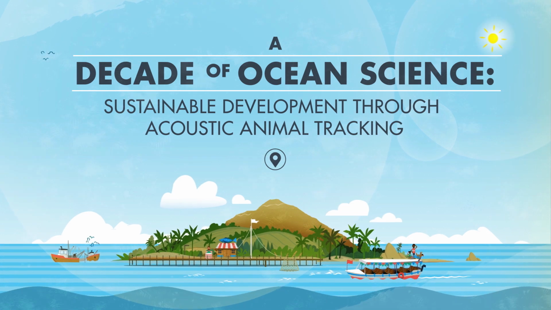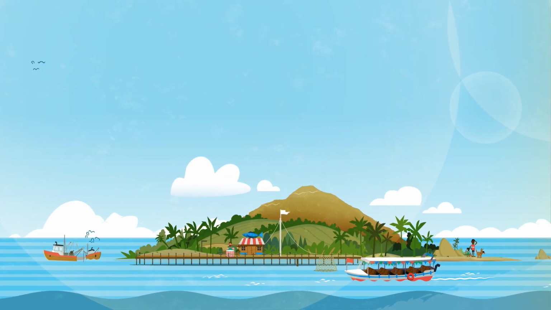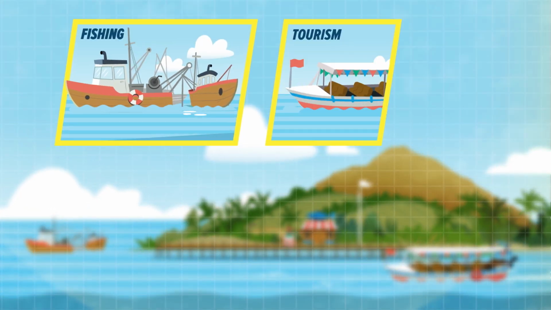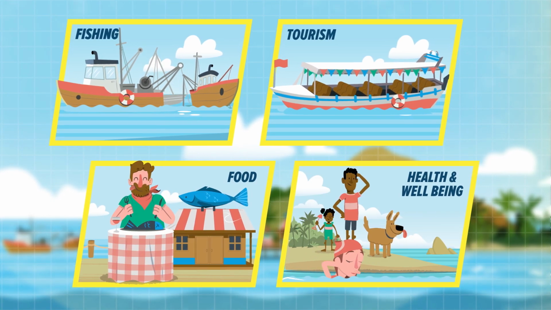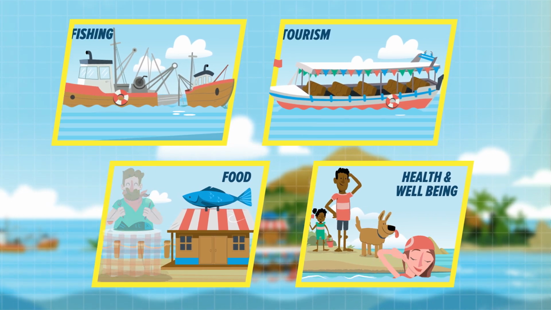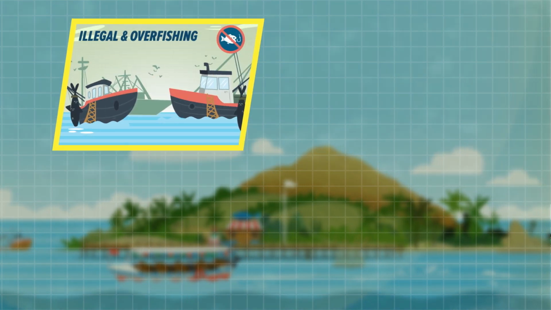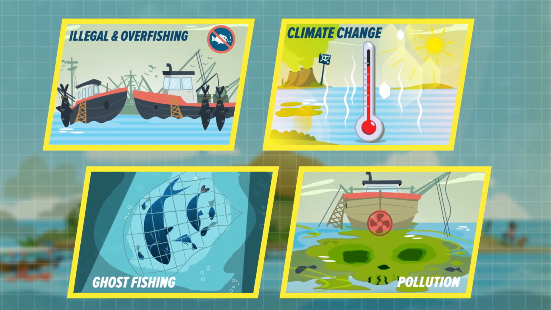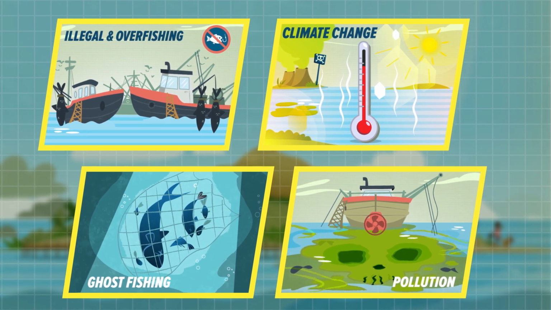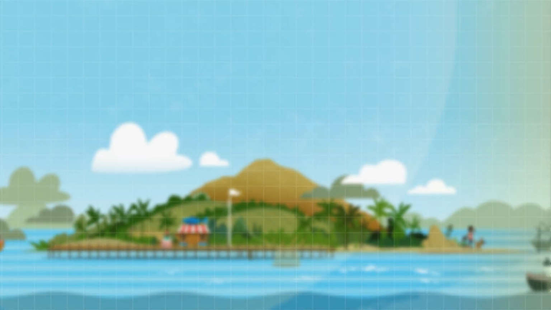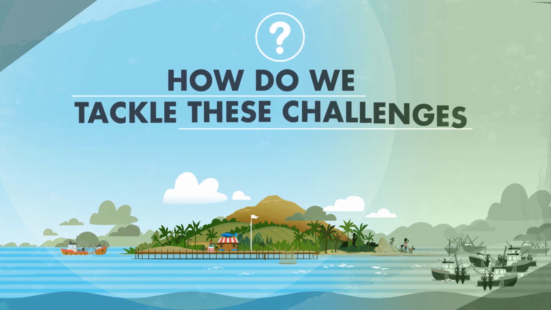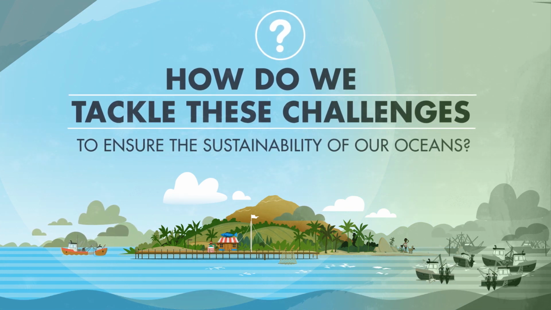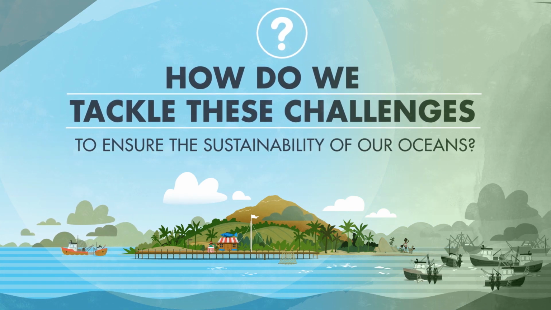The ocean provides humans with a wide range of services: fishing, tourism, food, health and well-being. Yet human activities such as illegal and overfishing, climate change, ghost fishing and pollution are changing major components of the ocean and its functioning. So, how do we tackle these challenges to ensure the sustainability of our oceans?